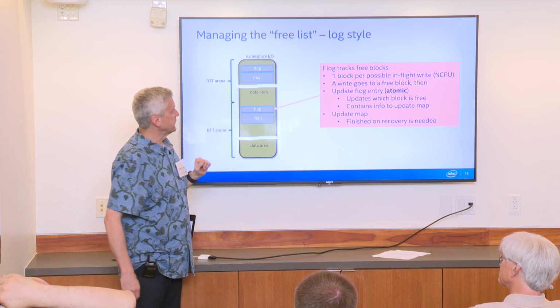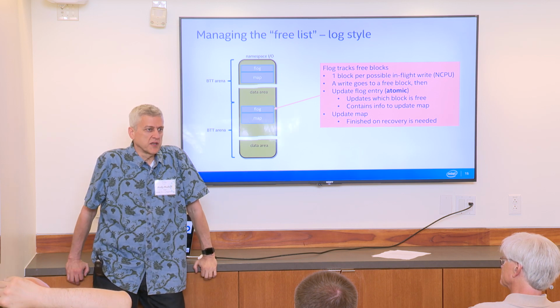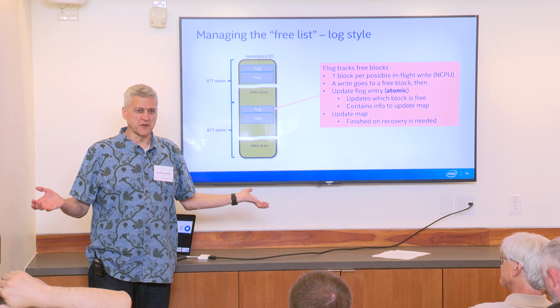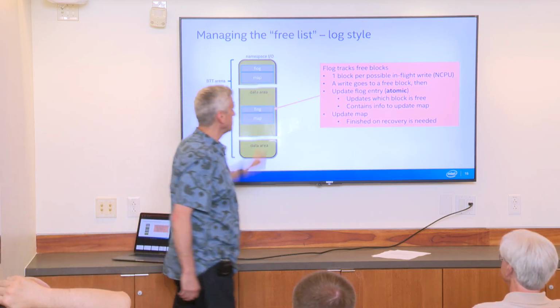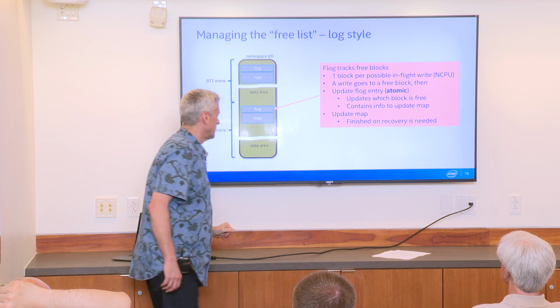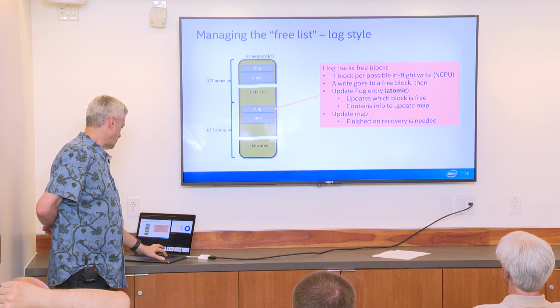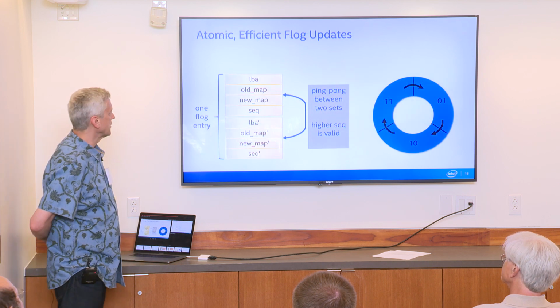And it has to refer to 1 free block for every possible write that could be in flight. Well, our queue depth for persistent memory is just the number of hardware threads, right? That's how many writes you could have going. So it's essentially NCPU. Okay, and I'm going to show you probably the most interesting part of the whole thing, which was how we decided to do these flog entries atomically.